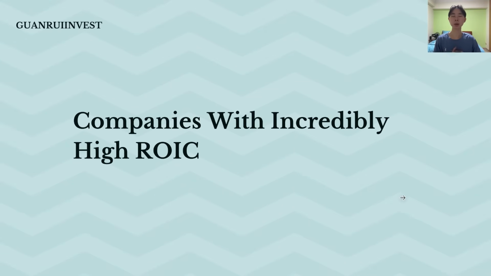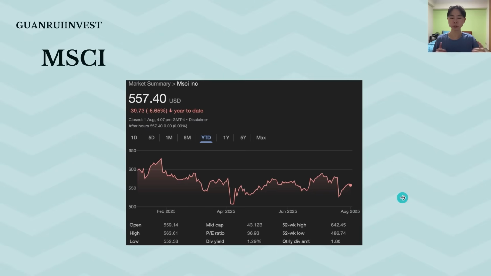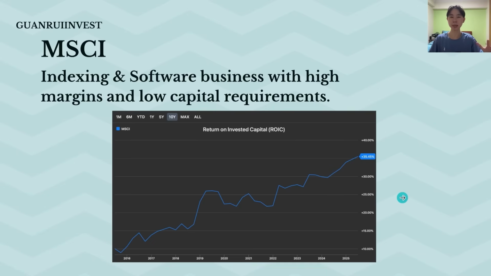So in the next portion, I'll be talking about companies with incredibly high ROIC. The first company that I'll be talking about today is MSCI. MSCI is down around 6% this year. It is currently trading at 36 times earnings. So MSCI is an indexing as well as a software business with high margins and low capital intensity.